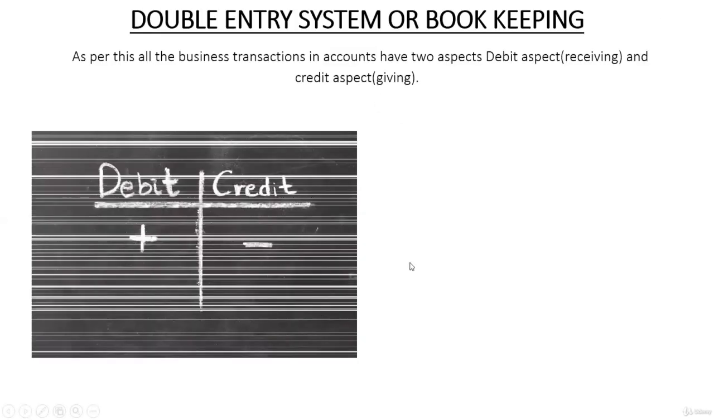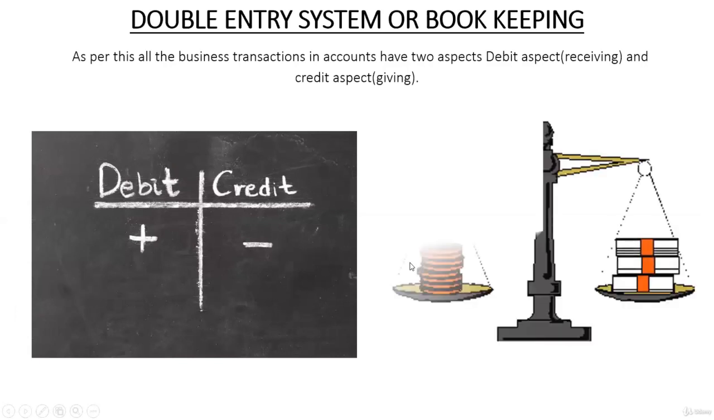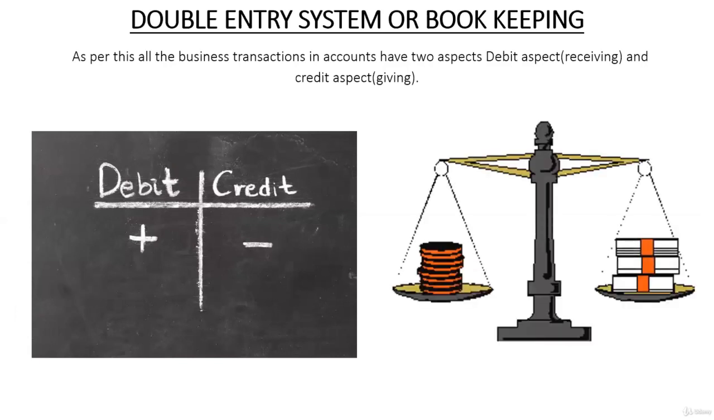Now, the second thing we have to discuss here is the double entry system or bookkeeping. Whenever you talk to someone about accounts, they use the words double entry system and bookkeeping again and again. So why do they use this word double entry? See, whenever any business transaction happens, it has two effects. One is on the debit side and another is on the credit side.